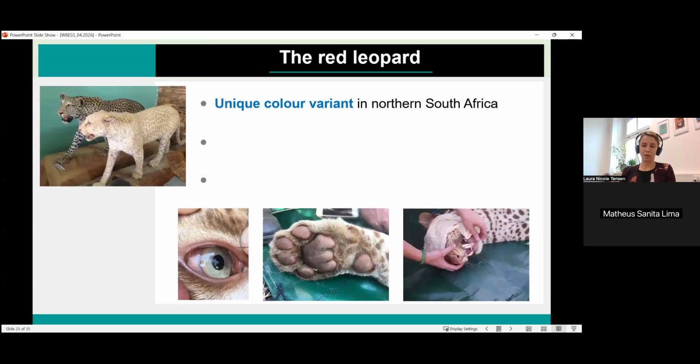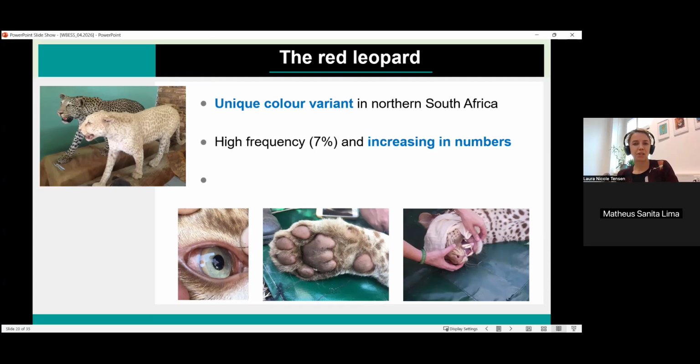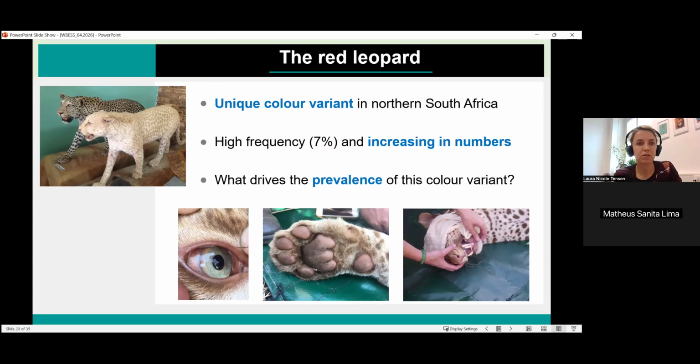Because now we're curious to answer what could be the case with our second leopard, the red or strawberry leopard. This is a unique color variant that occurs in northern South Africa. It has very high frequency, 7% in some areas, and it seems to be increasing in numbers. So we were curious what drives the prevalence of this color variant in South Africa.